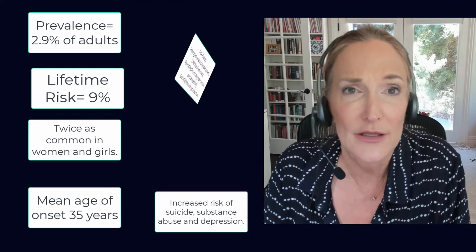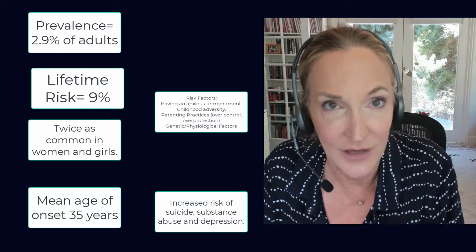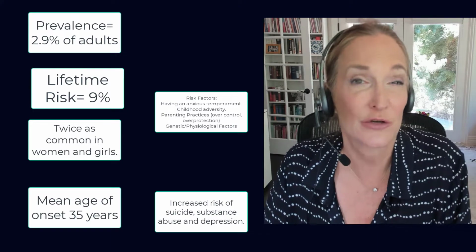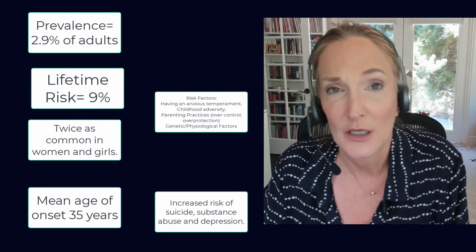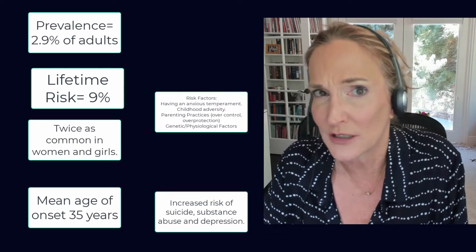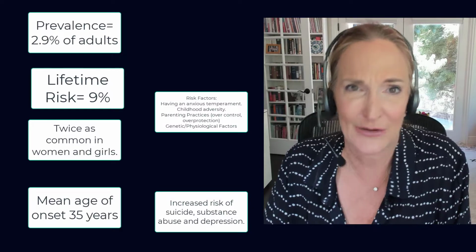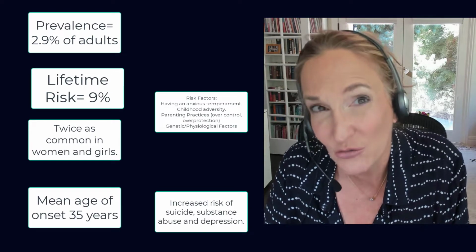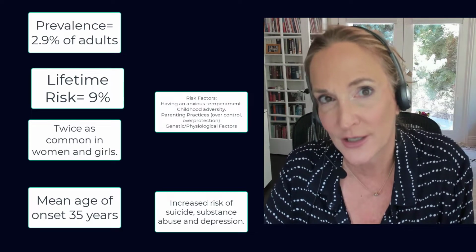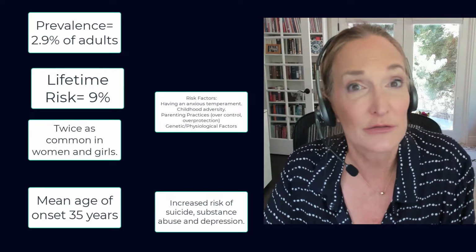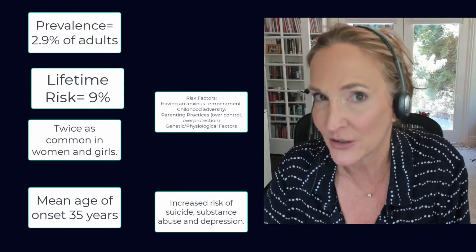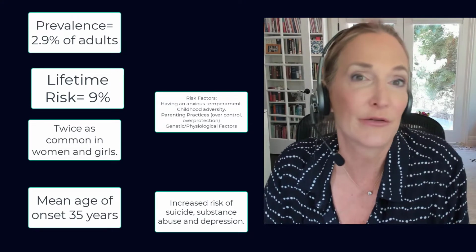And finally, some of the risk factors associated with the development of generalized anxiety disorder include having an anxious temperament, so just generally being a high-strung, more tense person; childhood adversity, which can include a history of abuse, but can also include a history of very severe parenting techniques that include a lot of over-control or even an excessive amount of overprotection. And finally, there are genetic or physiological factors which play a very significant role. We know that anxiety, and generalized anxiety specifically, run in families.